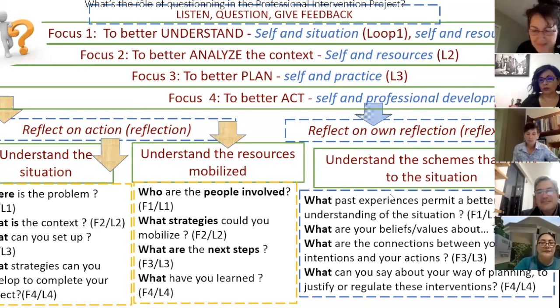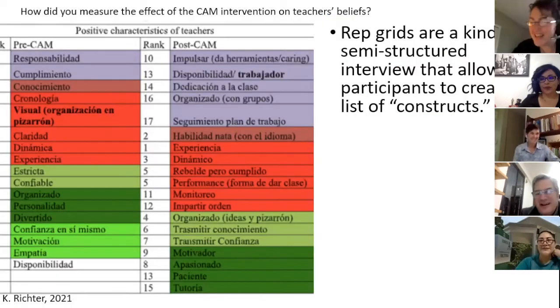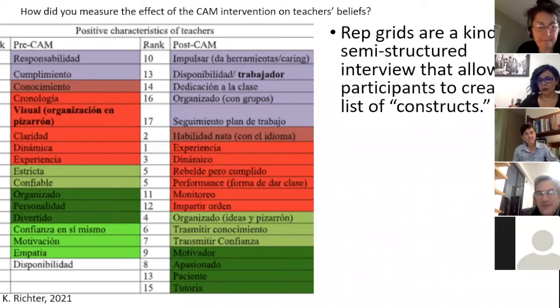Well, we've been talking about reflection and reflexivity, and I would like to know how Ken can measure the effect of the CAM intervention on teachers' beliefs. Floria was talking about how to measure reflection, which was a super interesting discussion. I'd like to talk about something called the repertory grid, which comes out of personal construct psychology and George Kelly's work in the 1950s. The Repgrid instrument doesn't measure reflection directly, but does, I think, help clarify the cognitive results of the reflective process.